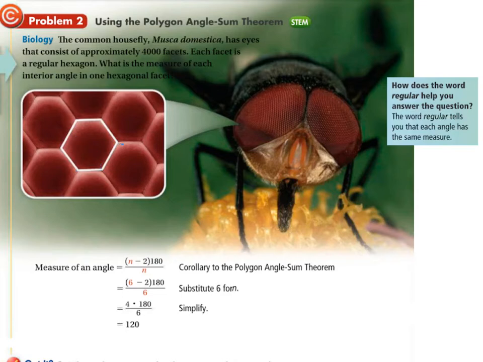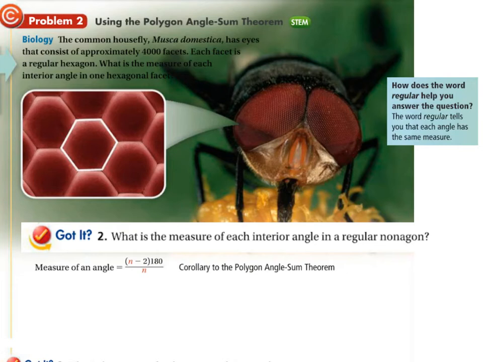Okay, so here's your got it problem. You're going to try and do the same thing here. I've done you a favor and left the formula. What's the measure of each interior angle in a regular nonagon? This means 9 sides. So you're going to calculate this out and see how many degrees are in each interior angle. Spend a minute on that, and then we'll come back and check your answer.